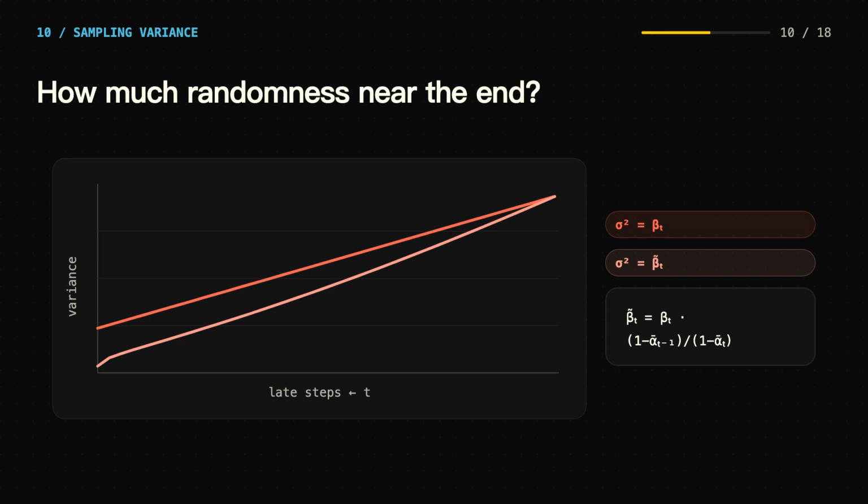It comes from the analytic posterior of xt minus 1 when x0 and xt are known, so the network does not need to learn it. My MNIST edges look cleaner after the change, but that remains an experimental observation. It needs the same checkpoint, the same initial noise, and multiple random seeds before we can call it stable.